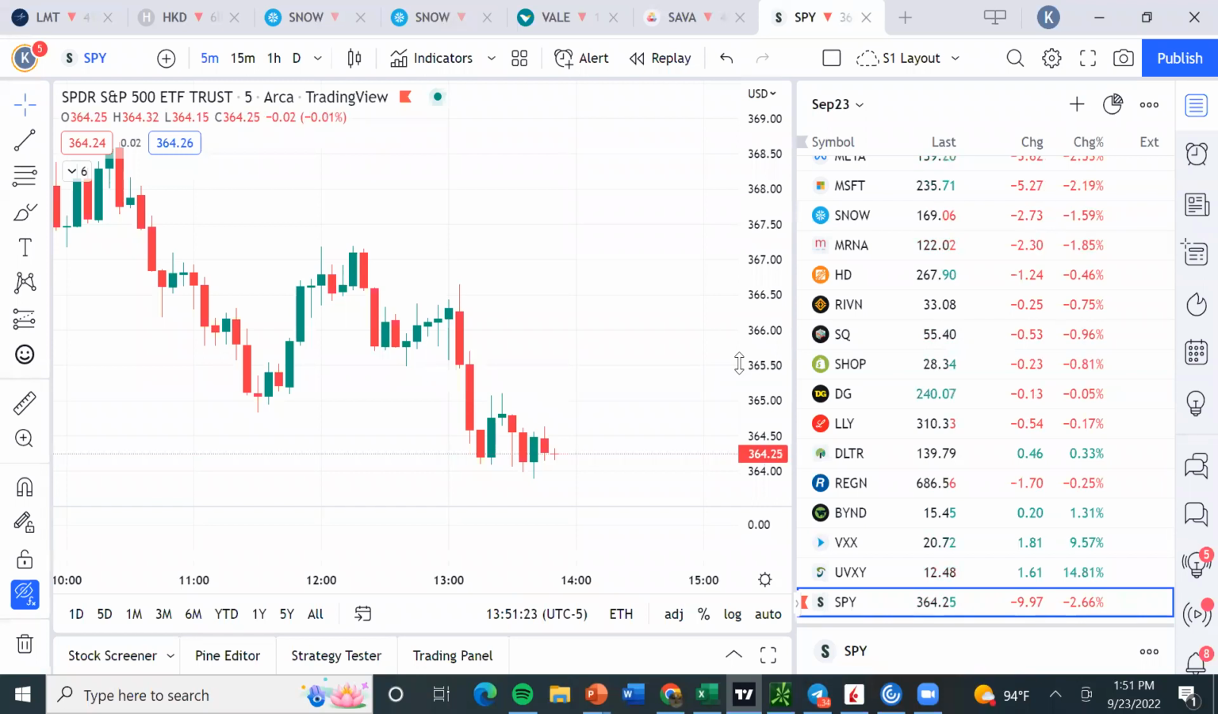If SPY moves up, then basically we can buy some calls and make money. If SPY is coming down, then you sell the calls or buy the puts and we can make money.